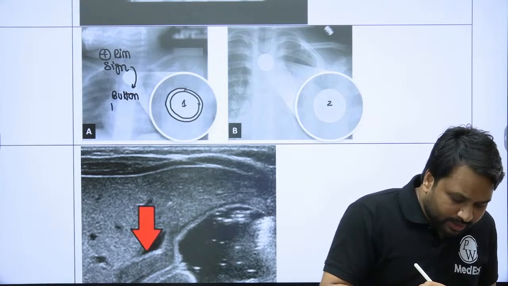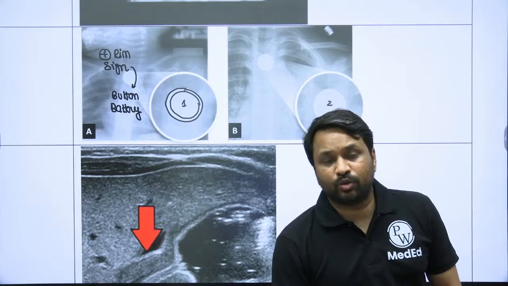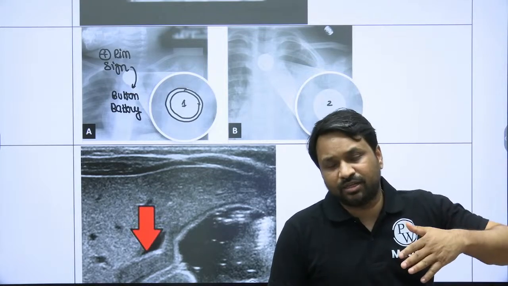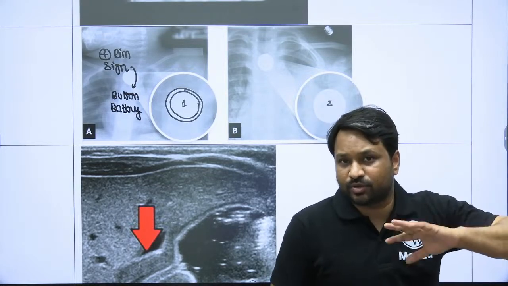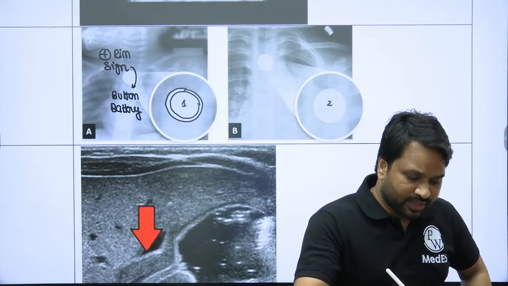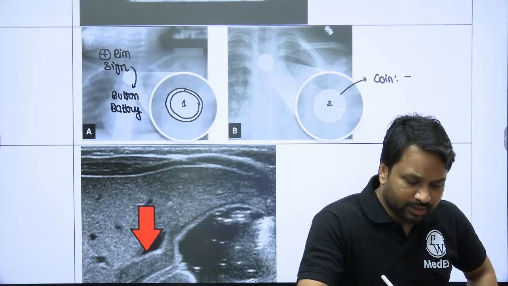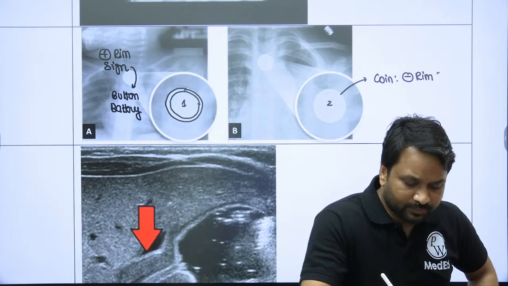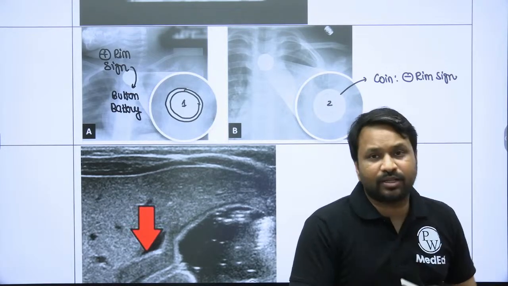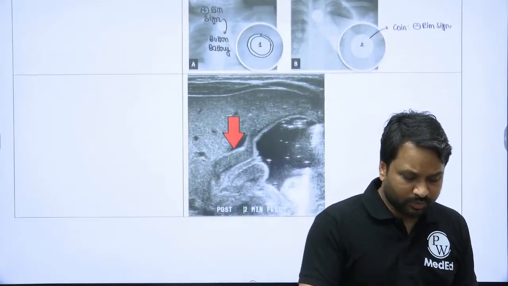Now button batteries are emergencies because they are going to produce alkali. So we have acid and alkali burns. Now this is going to produce alkali, which is going to cause liquefactive necrosis, so more dangerous. If there is no rim sign, this is your coin. In coin, there will be absence of rim sign. In button battery, there will be presence of rim sign. That is what you have to remember with respect to the foreign body.